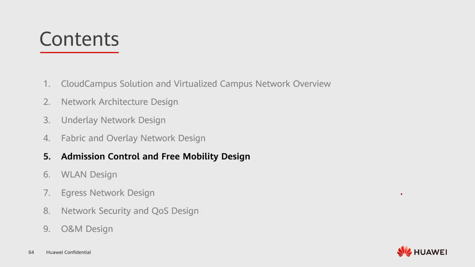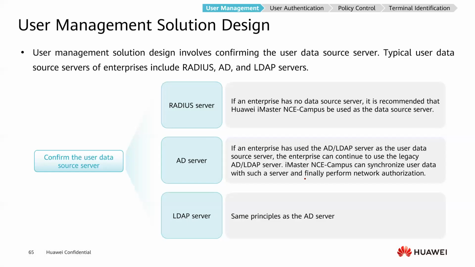Okay, after here, you have deployed the whole campus network for the underlay, the fabric, and the overlay. And you need to consider some authentication and some traffic control. So we need to go to the next part about the admission control and the free mobility design.